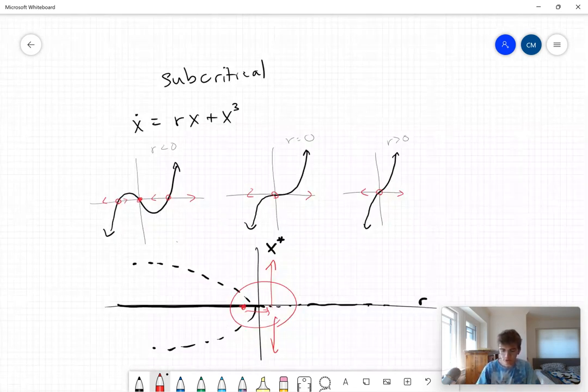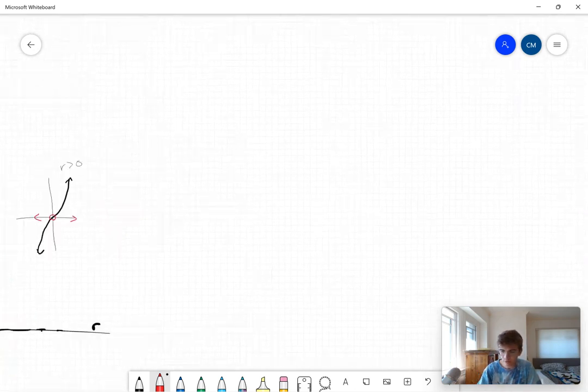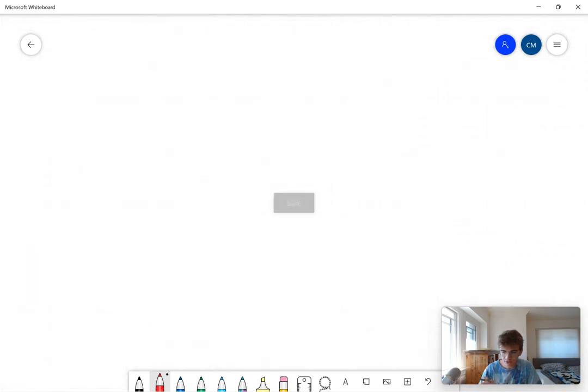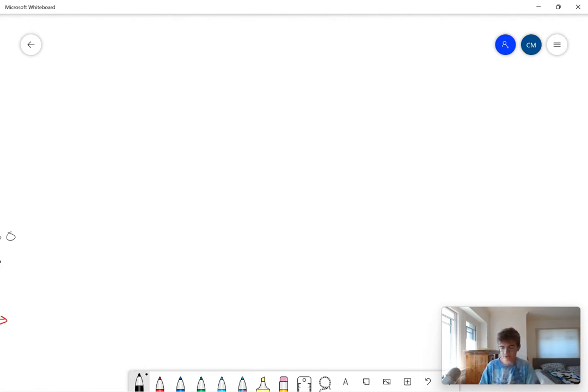All right, so now that we've talked about the supercritical and the subcritical, I want to go over a key example in the book. He actually leaves the work to the reader for this case, so I'm going to do the work of the reader and actually analyze this system for you. We have x dot is equal to rx plus x cubed minus x to the fifth.